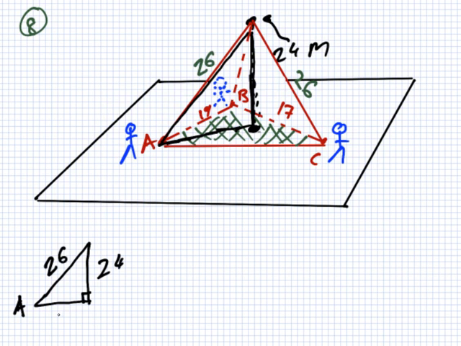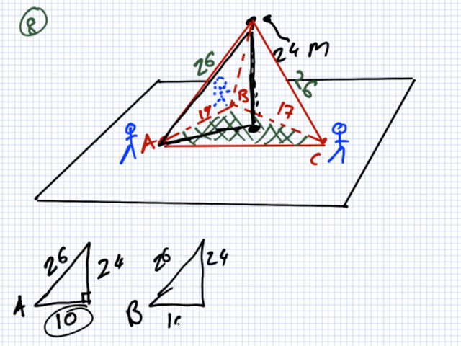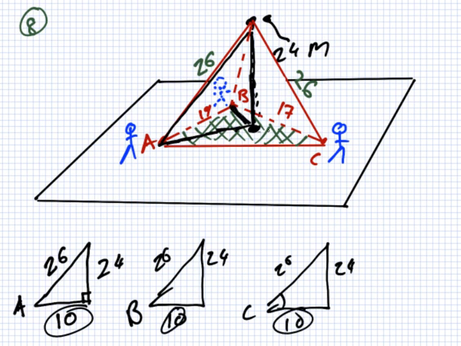So how big is this? From Pythagoras, this is 10. Now we can do the same thing for B and we get the same answer. If we look at B, this is 26, this is 24, so this is also 10. And the same for C, also 10. So this is a 10, this is a 10, and this is a 10.